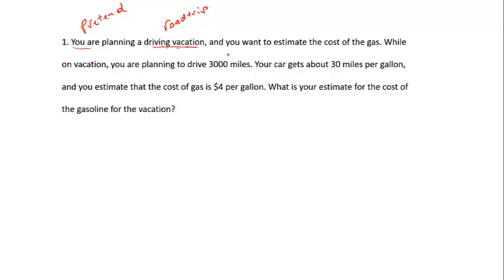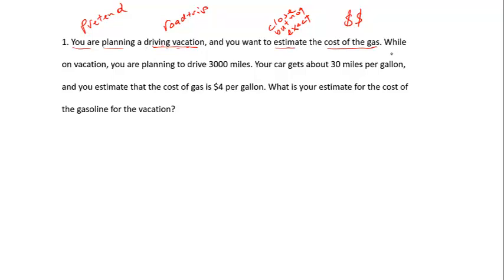Okay, and so it says that I want to estimate the cost of gas. So the cost of gas. So I'm estimating money. And what do we mean by estimate again? I think we mean to get close, but not exact. So we're just trying to get close but not exact, and that's why we're planning. So we're just trying to get a rough idea.